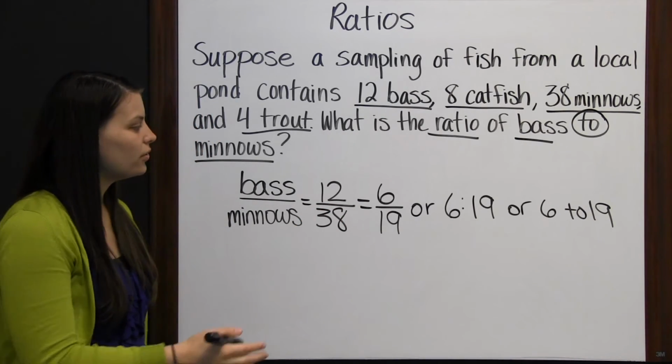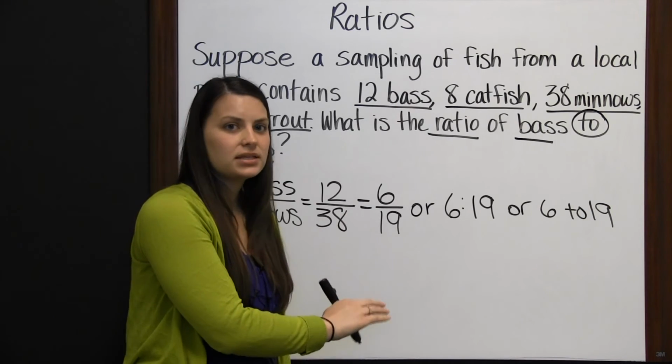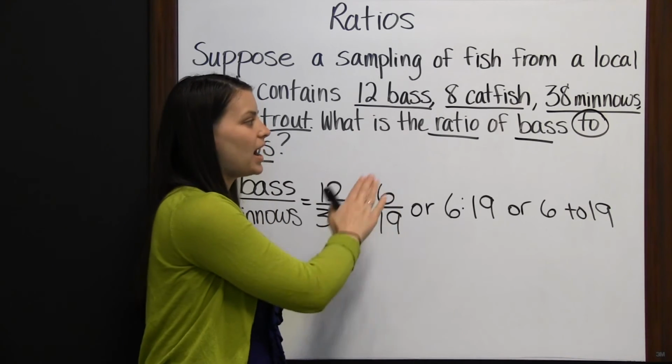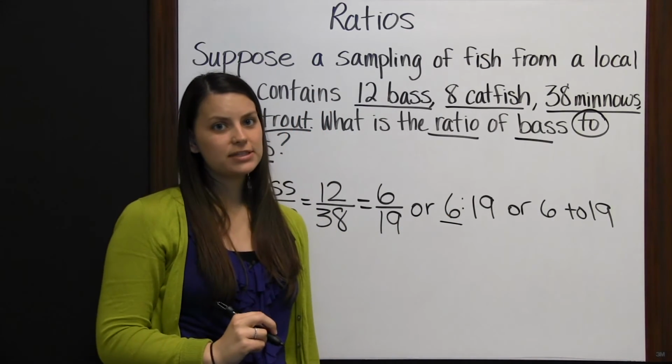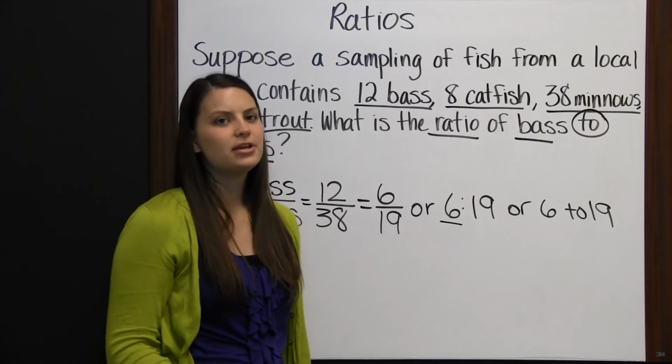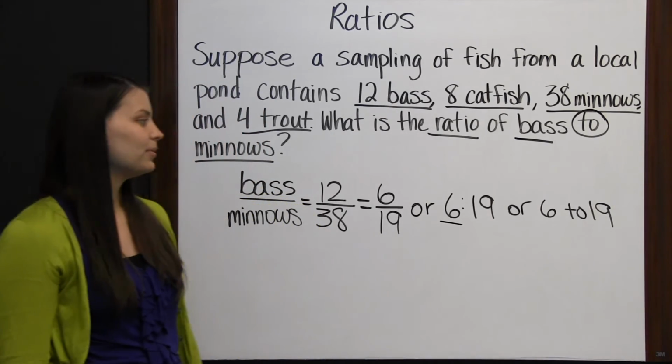It is important, though, the order of your numbers. Since the ratio they were asking for was bass to minnows, your bass number should be first, and then your minnows number. So make sure you put it in the right order. That is very important.